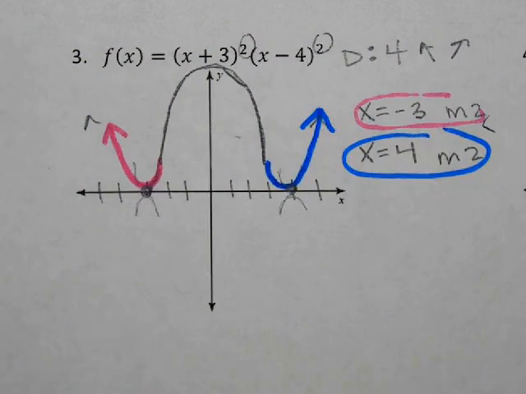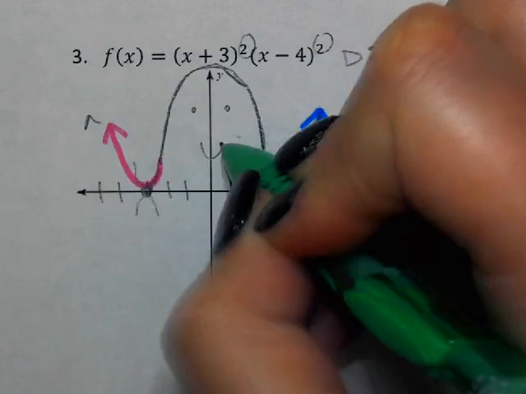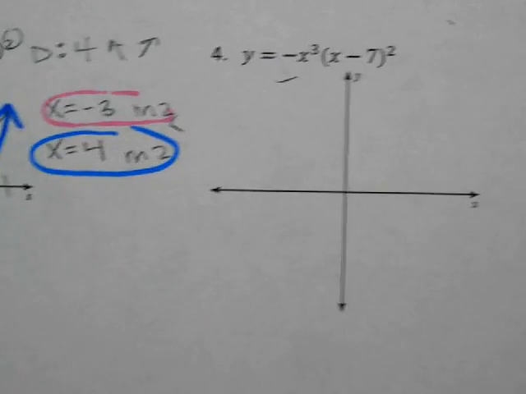All right. Next one. What are our x-intercepts? Or actually before this, sorry, degree. The degree is what? 5. 3 plus 2 is 5.